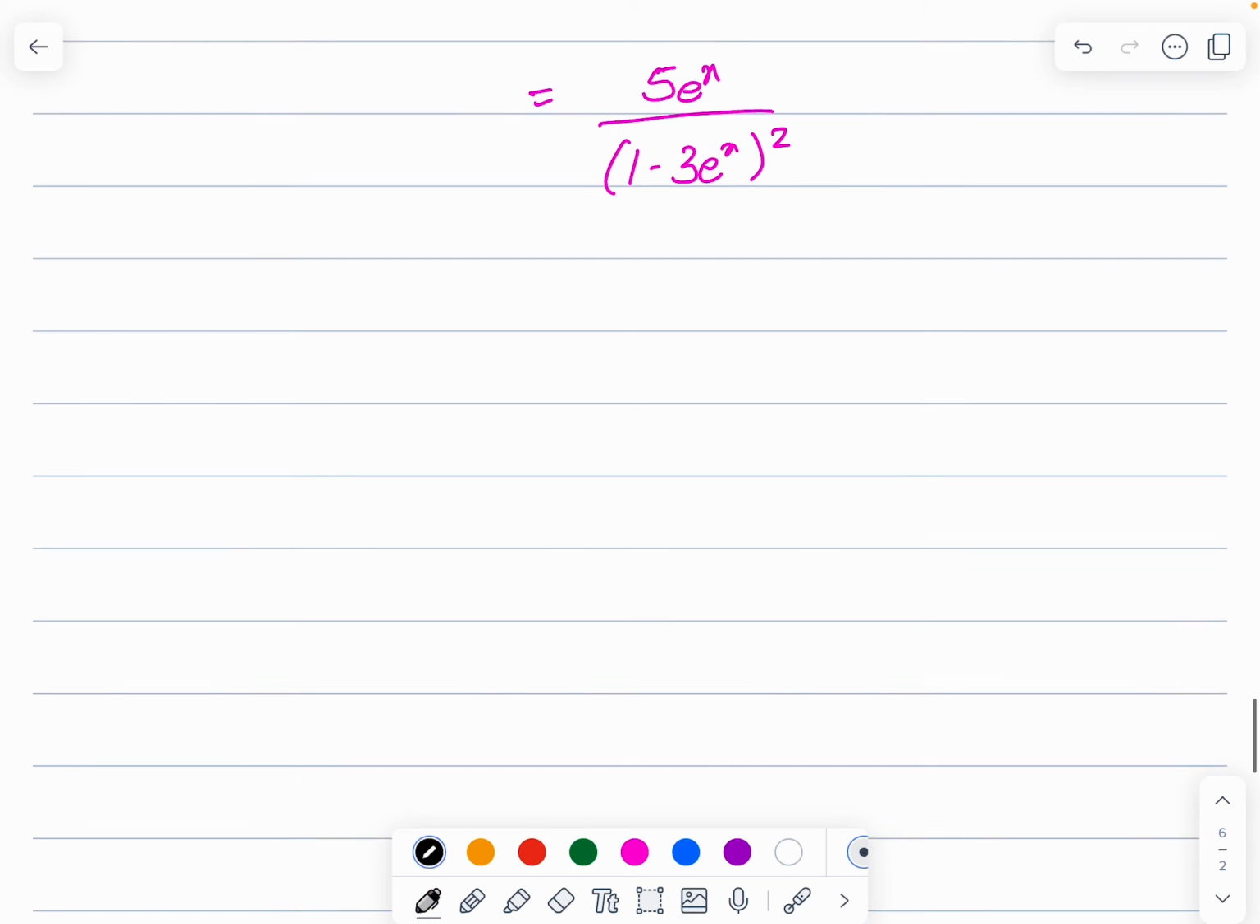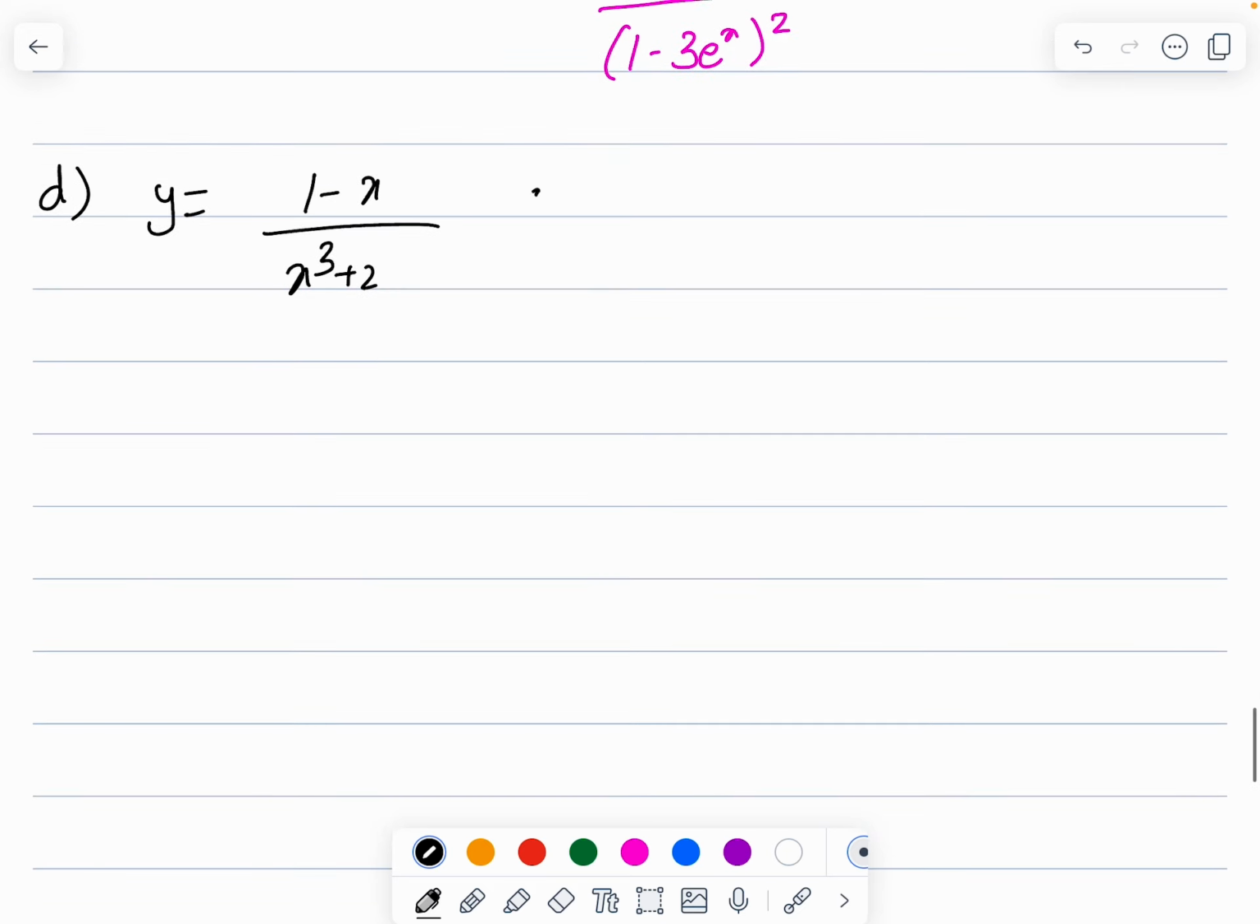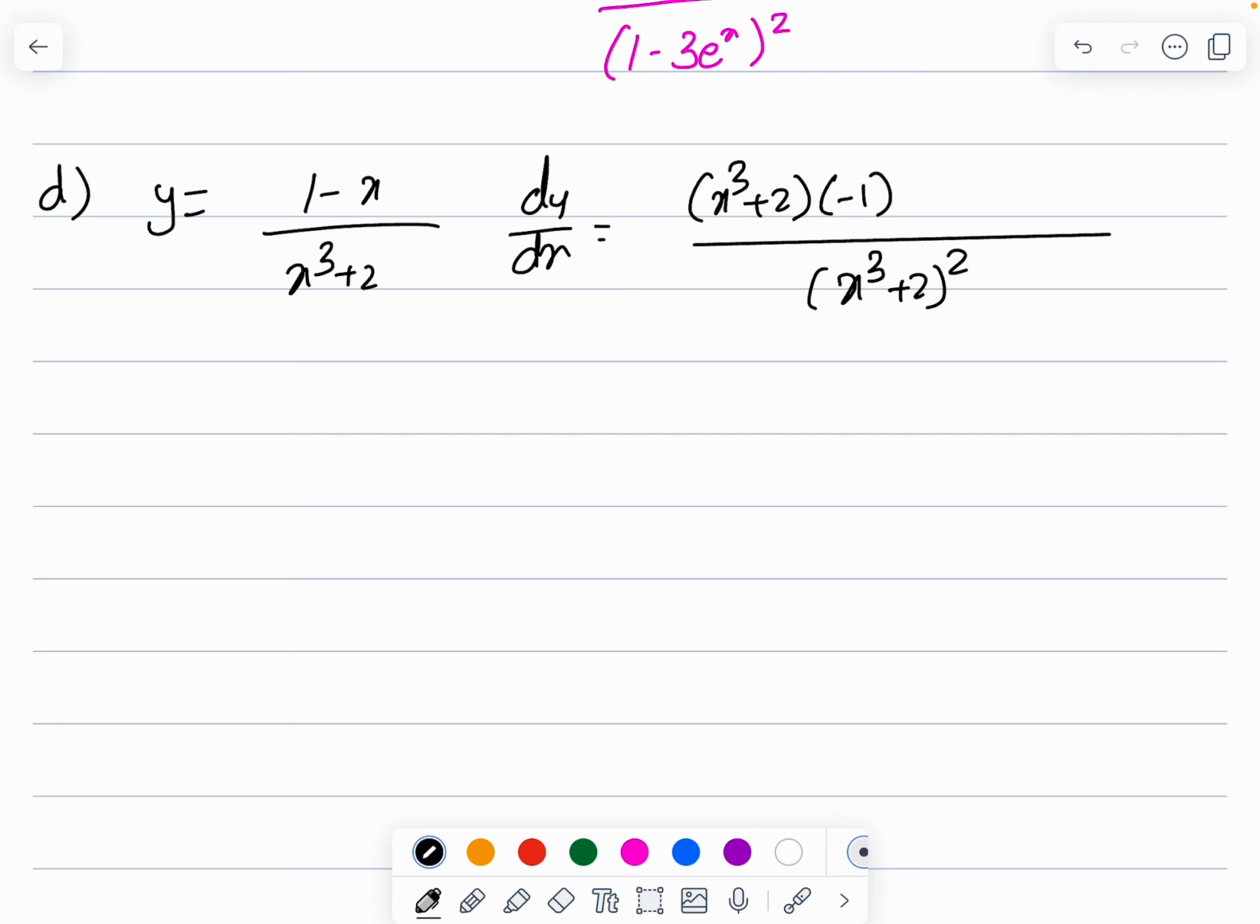Then coming to part D. y equals 1 minus x upon x cubed plus 2. In that case, what's dy by dx? dy by dx equals (x cubed plus 2) whole square, x cubed plus 2, negative x derivative is negative 1, negative 1 minus x, x cubed derivative is 3x square.